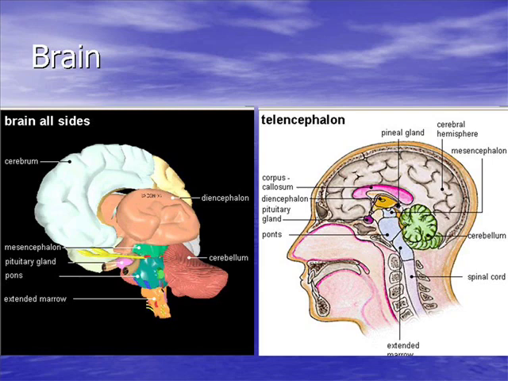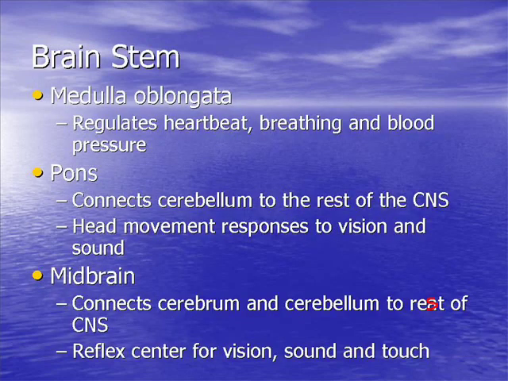The large part of your brain is the cerebrum. Located towards the back of your head, at the top of your neck, is the cerebellum. You have the brainstem, which connects the brain to the spinal cord. And then right in the center of it all, you have the diencephalon, which is made up of the thalamus and the hypothalamus. Again, the brainstem is made of the medulla oblongata, the pons, and the midbrain.